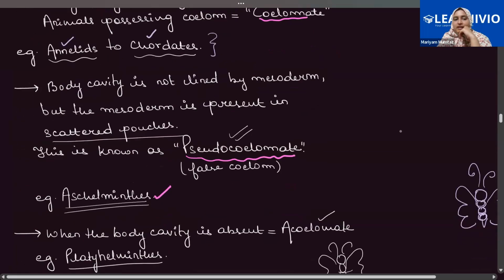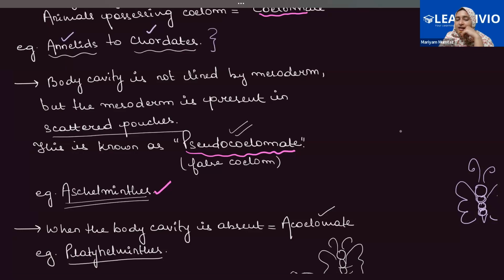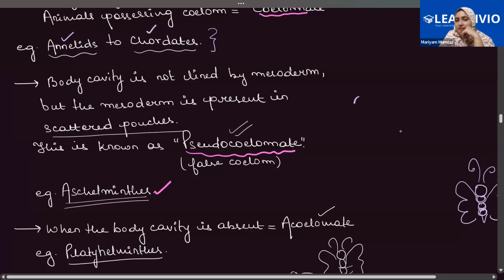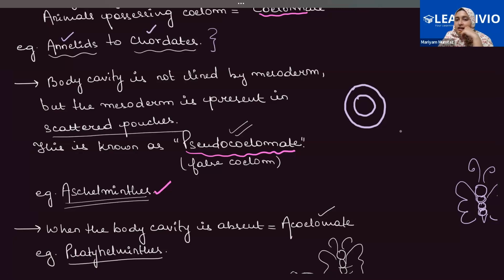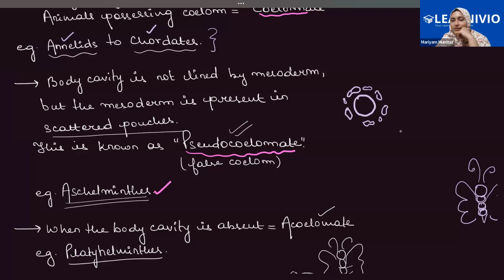Now, the second case is when the body cavity is not lined by mesoderm, but the mesoderm is present in scattered pouches. For example, this is the body cavity and this is the whole entire mesoderm, so this is the case of the coelomate. Now, if the mesoderm is not entire, rather it is present like this in pouches, this is pseudocoelomate, false coelomate. A layer is there, but it is not lining it because it is not a whole layer. So we call it pseudocoelomate. Aschelminthes are pseudocoelomate organisms.